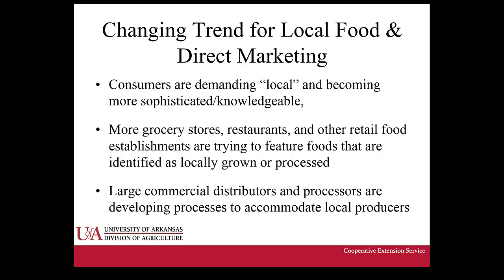More grocery stores, restaurants, and other retail food establishments are trying to feature foods that are identified as locally grown and processed. Last year, we had a Southern Arkansas tomato farmer supply all of the Subway stores with Arkansas vine-ripened tomatoes for the month of June. A phenomenal story. What's interesting is that just one farmer did that. I was like, he produces that much tomato? One farmer did that. What's really exciting is that Subway was so excited because their sales increased.